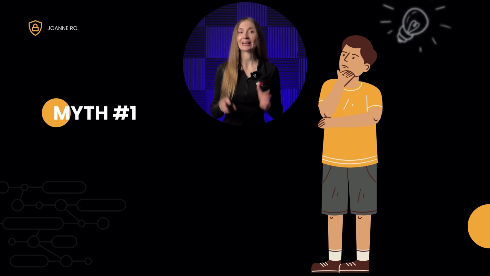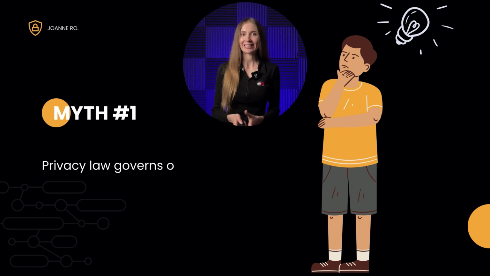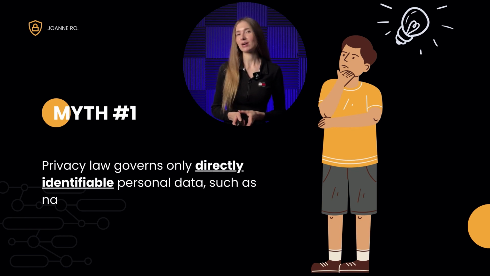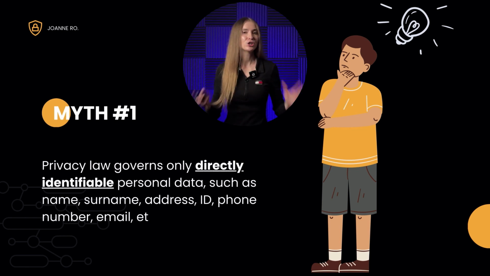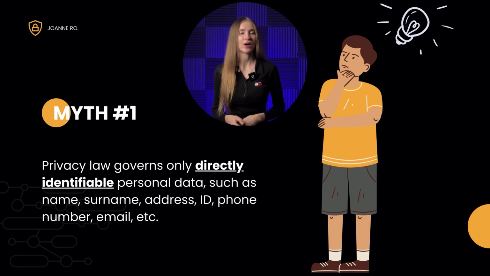Alright, let's tackle the first myth about privacy law. Lots of people think it only protects super obvious personal information like your name, email address, or just your physical address. While these things are definitely covered, privacy law actually reaches much further. It goes beyond the directly identifiable things.